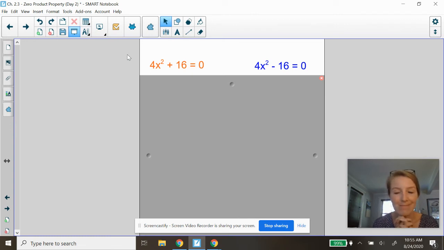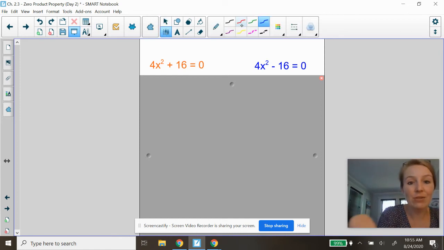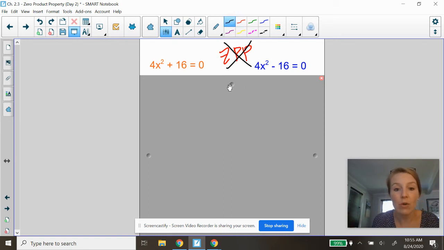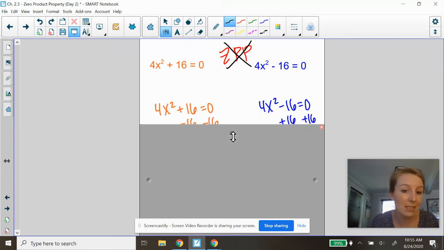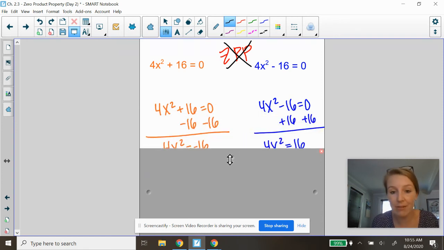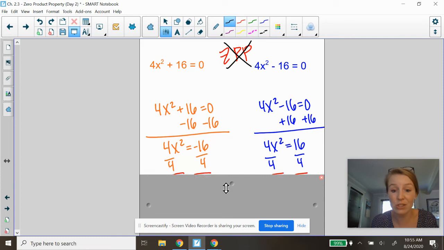Hopefully you're realizing this actually is not ZPP, right? Do I have x squared, x, and nothing else? No, you do not. So here, we cannot use ZPP. So as you go to solve these, you would be subtracting 16 on the left, adding 16 on the right, and trying to isolate that x squared.